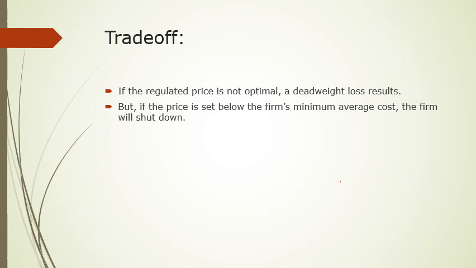There's a trade-off. If the regulated price is not optimal, in other words, if it's not P equal MC, there's a deadweight loss. But if the price is set below average cost, well, the firm is going to shut down. So usually the second best option, right, in terms of efficiency, is the option chosen, and that's average cost pricing.